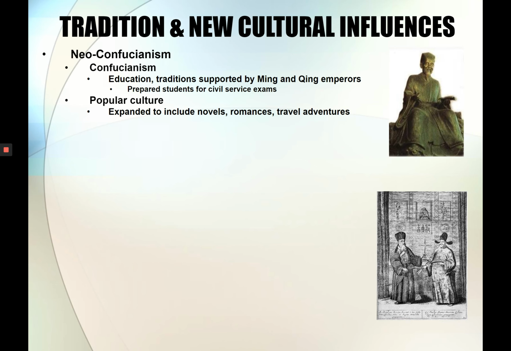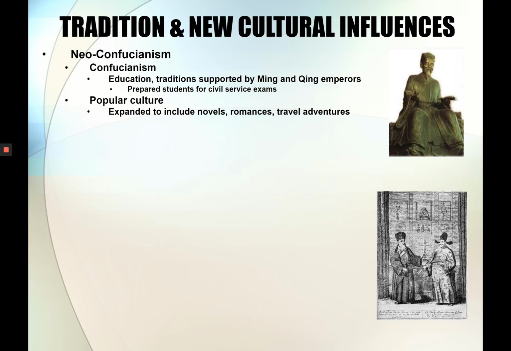So when we look at cultural influences in China, Confucianism dominated. Again, the entire examination system revolved around Confucianism. Confucianism helped reinforce family values and the patriarchal system, and Confucian values were also reinforced in novels and books of the day as well.